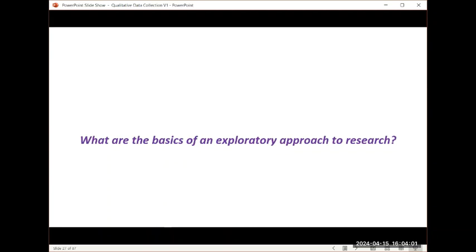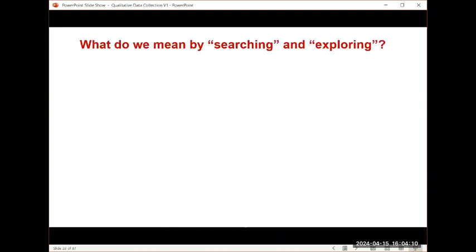All right, getting close. So what is basically the exploratory approach? Here's where I wanted to ask, what's the difference between searching and exploring? So just take a minute and think about what you do when you misplace your car keys. Think about the last time you misplaced your car keys or anything else. What do you do?